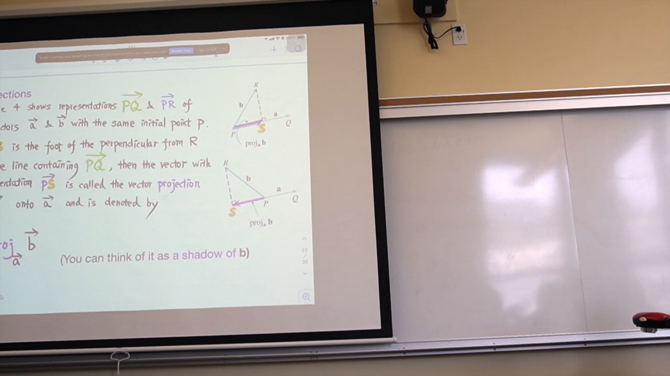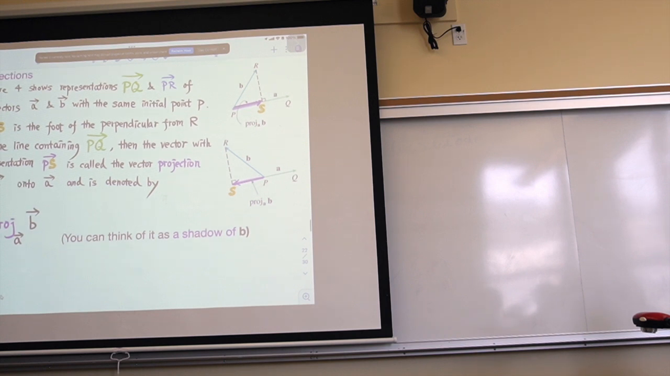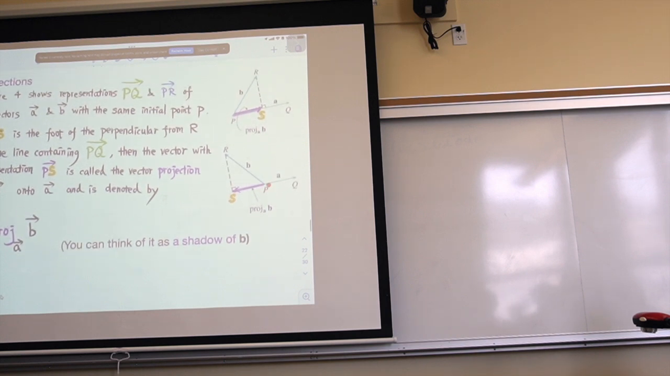Now sometimes the angle between B and A will be greater than pi over 2. Then the shadow will go this way, in the opposite direction as this vector A. So this projection will go this way. Again, an easy way to think about this is the shadow. It's a shadow of this B in the A direction, and it is a vector.